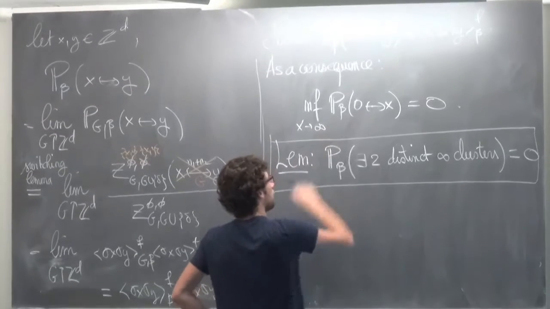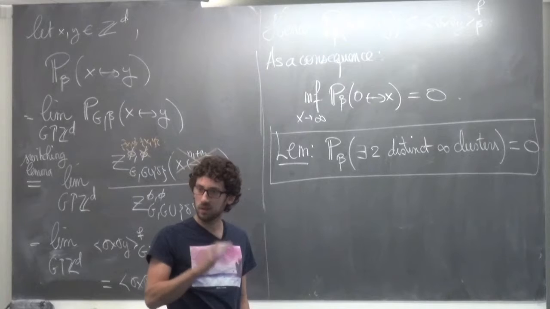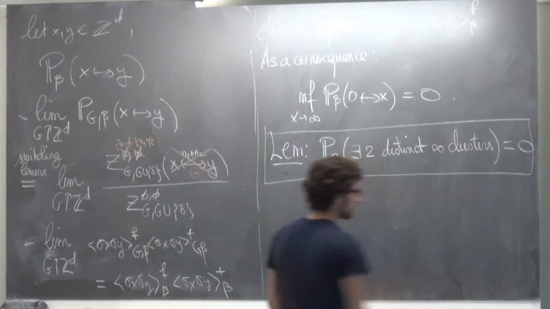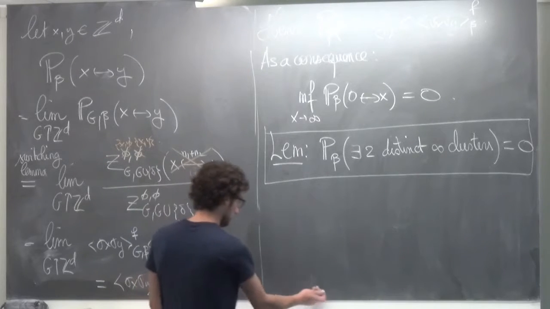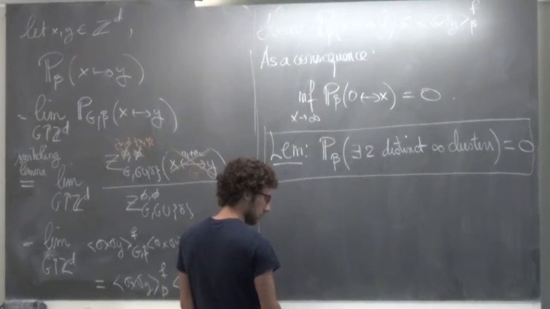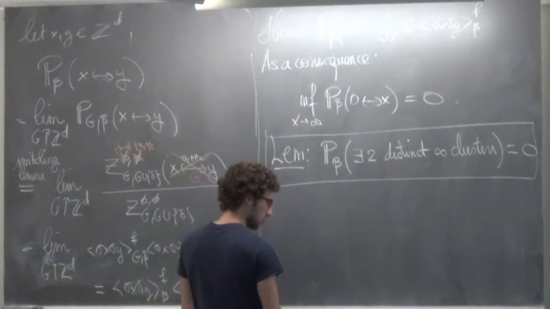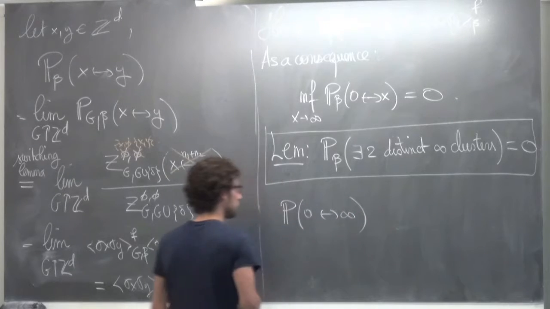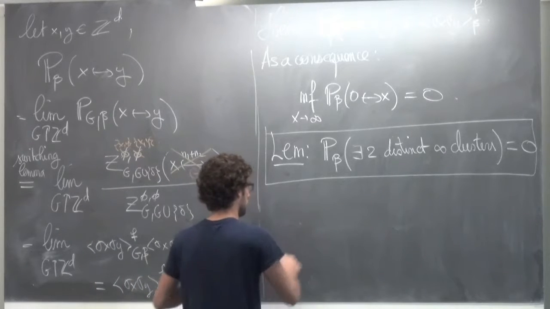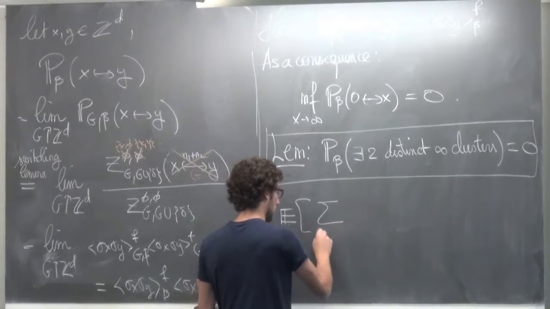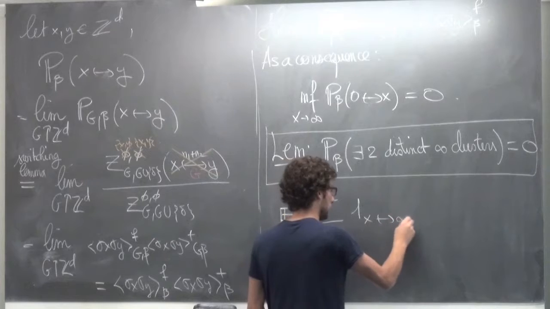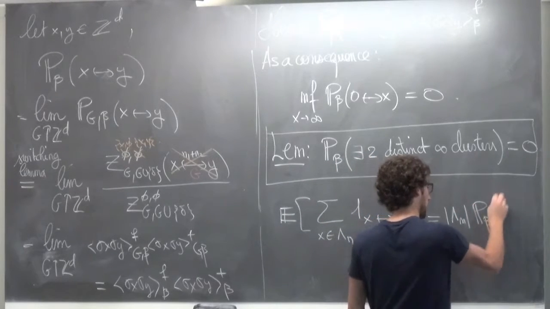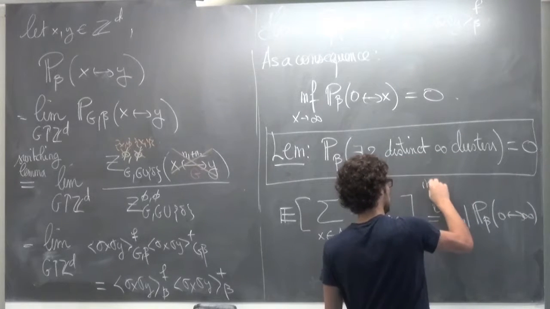So, first thing here, the problem is we don't have FKG. We cannot say probability zero connected to infinity, x connected to infinity, and so on. So what we are going to do is look at an average property. What is the best thing I could do? Okay, so probability that zero is connected to infinity, I'm going to take the expected number. Let's look at the expected number of points, so the sum over x in a box lambda n of indicators that x is connected to infinity. So this, by definition, is equal to lambda n times the probability that zero is connected to infinity. This is just by invariance under translations.